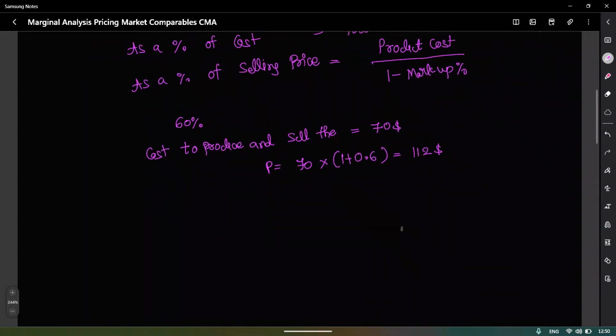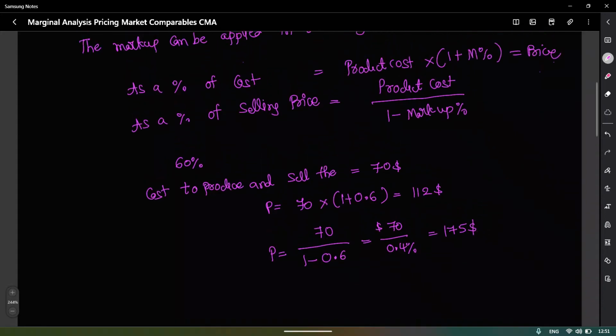And the second formula we are applying: product price is equal to product cost $70 divided by 1 minus 0.6, which is $70 divided by 0.4, which is $175. So this is the price if we apply the markup as a percentage of selling price, and the other is as a percentage of cost.